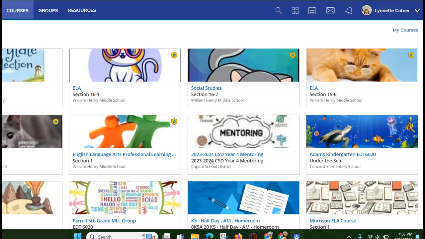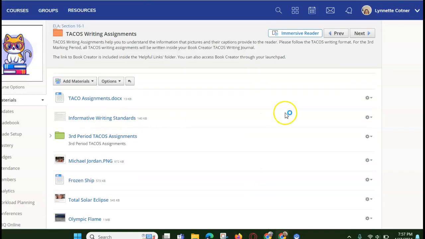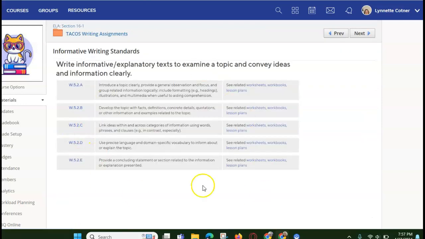Hello, here is an introductory video on how to do your TACOS informative writing assignments. So first you will go to your ELA course, and then you will go to the correct TACOS writing assignments folder. In this course, it is orange. And you can see there are posted directions. There are also the informative writing standards.